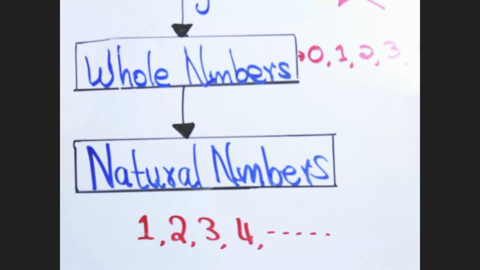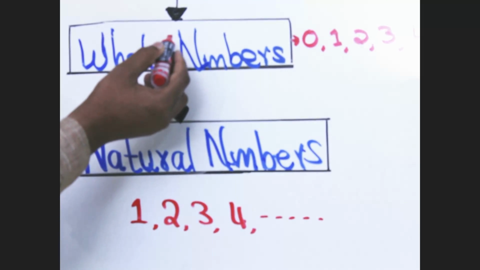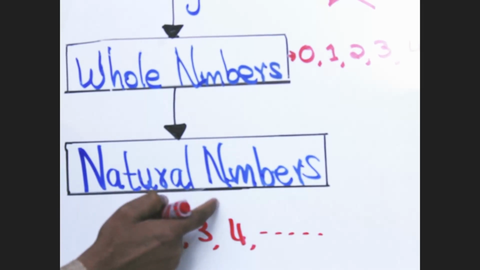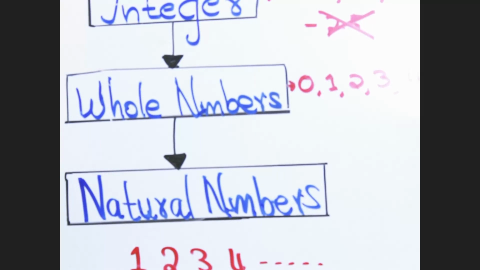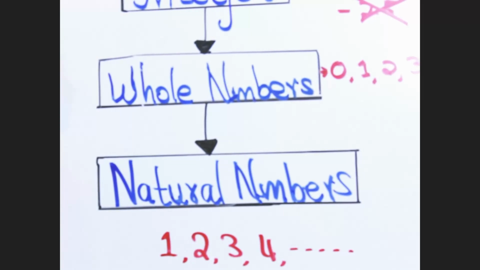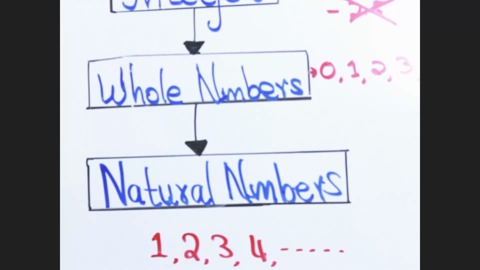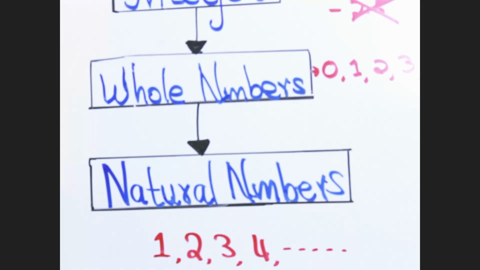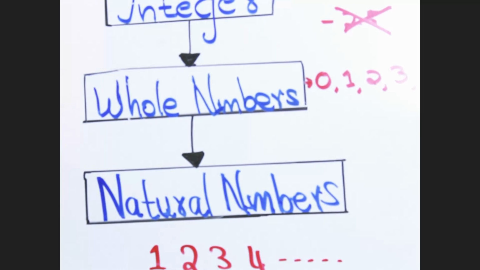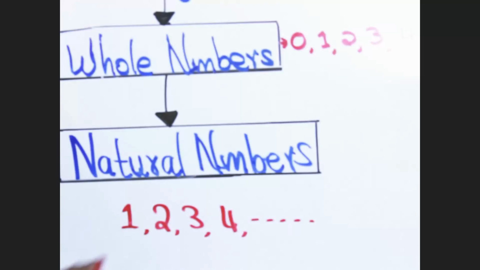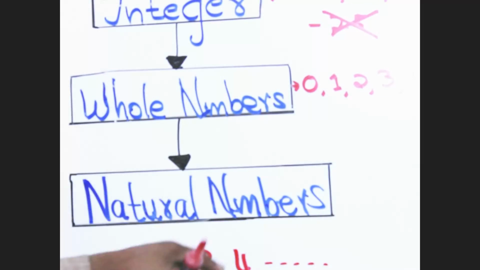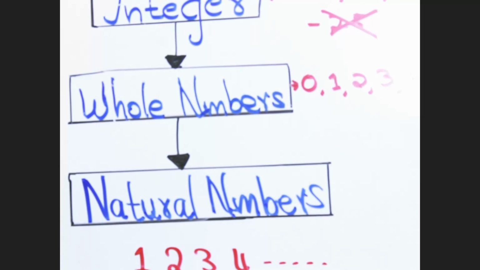And this natural number group sits inside another group, the whole numbers. What is the difference between natural and whole numbers? Only that whole numbers include 0 and natural numbers do not include 0, because, as I told you before, another name is counting numbers. Counting numbers do not include 0 for counting. So natural numbers are counting numbers, and whole numbers are counting numbers plus 0.